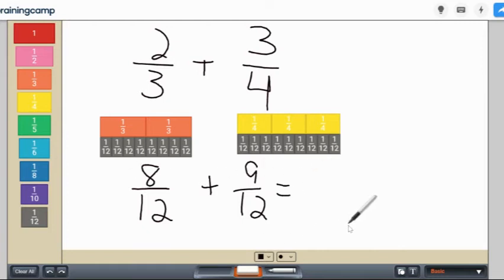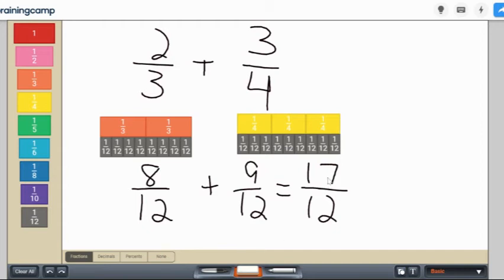Just like before, we're going to add. How many 12ths do we have? We have a total of 17/12. Hopefully some kids will realize, hey, wait a minute, that's more than one, or we can't have a bigger number on top. So then now we talk about mixed numbers and how are we going to figure this out? We need to know how many 12ths will create one whole. So here's my one whole.